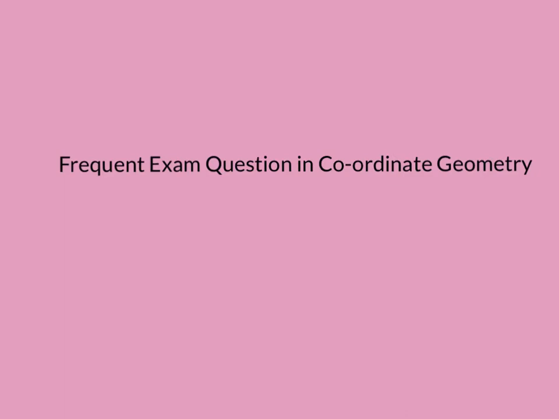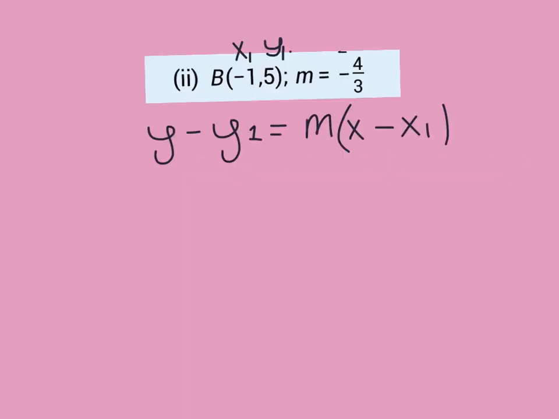Hey guys, so today we're just going to look at a frequent exam question that pops up in coordinate geometry. First of all, I'm just going to do one of the questions. So this is question 2 of the homework, just to help you through it. I'm going to do question 2 because there's a minus sign in it, so I know that for some of you that creates a little bit of complications.